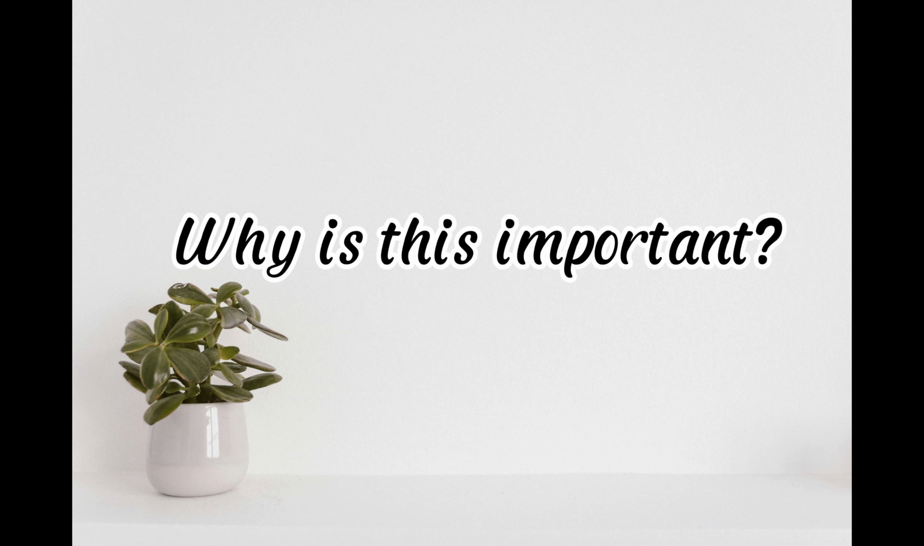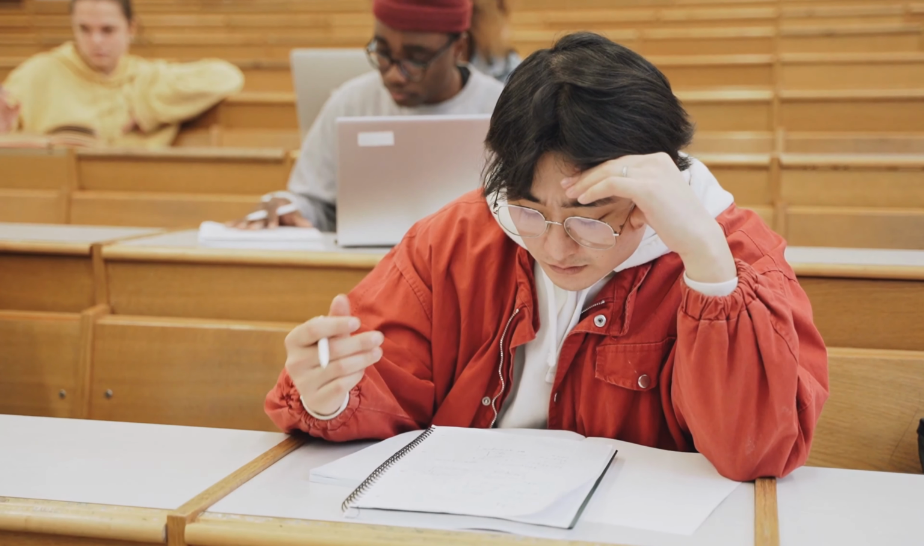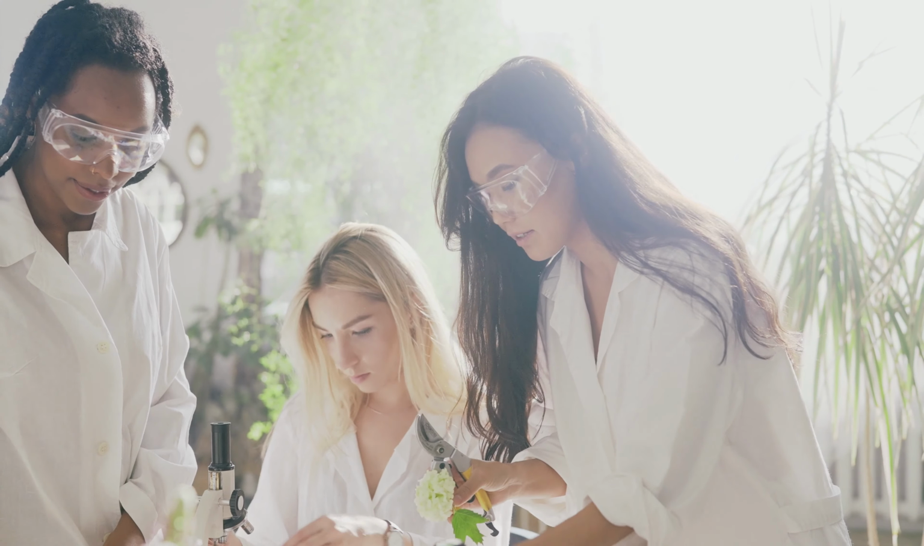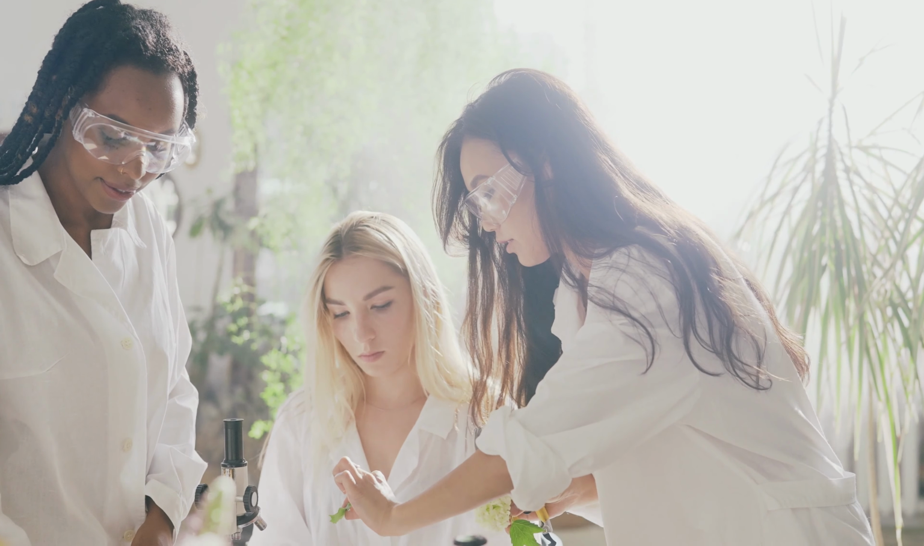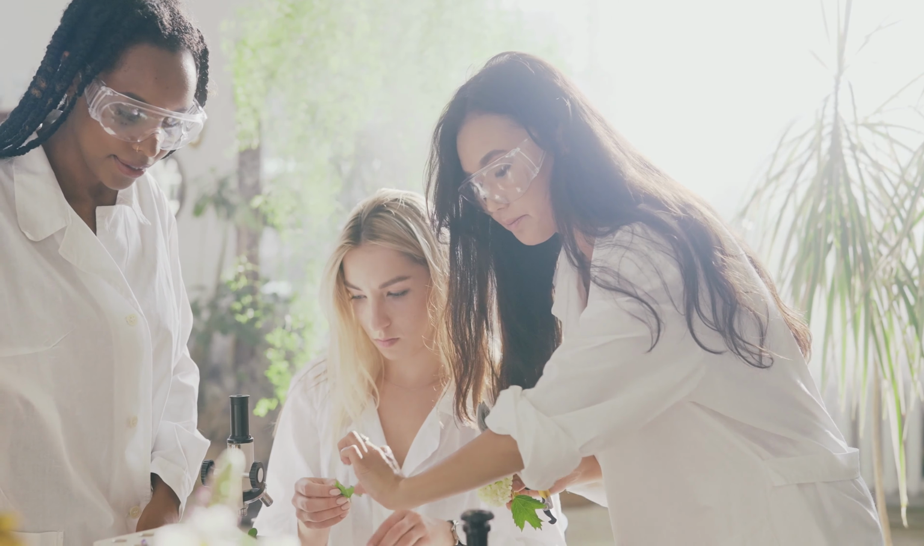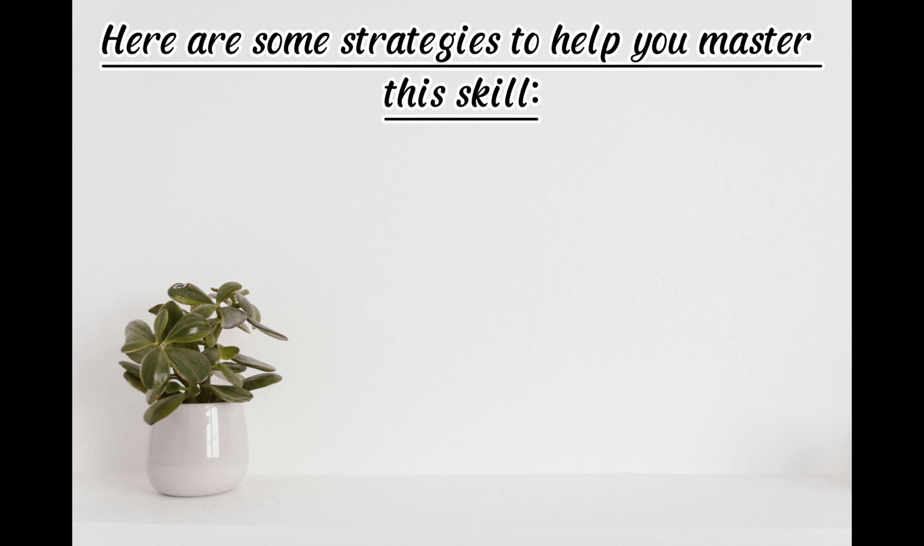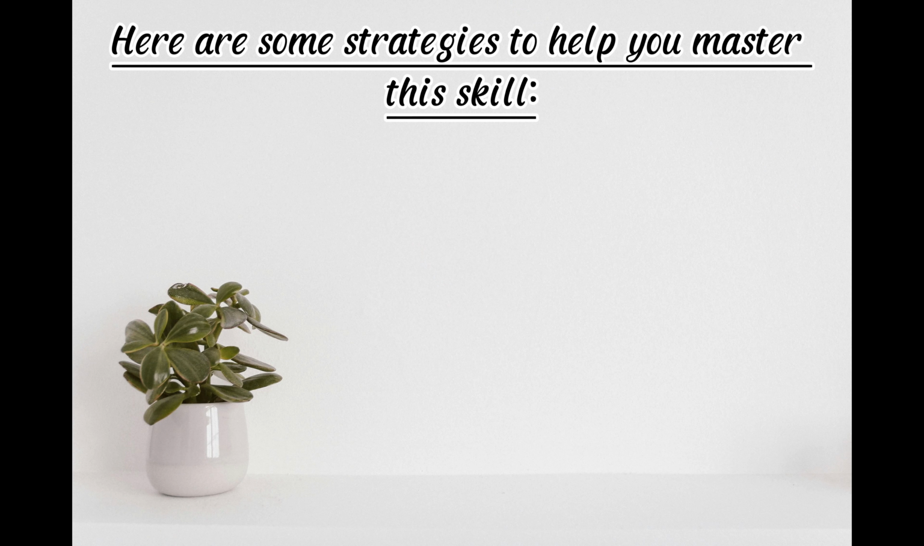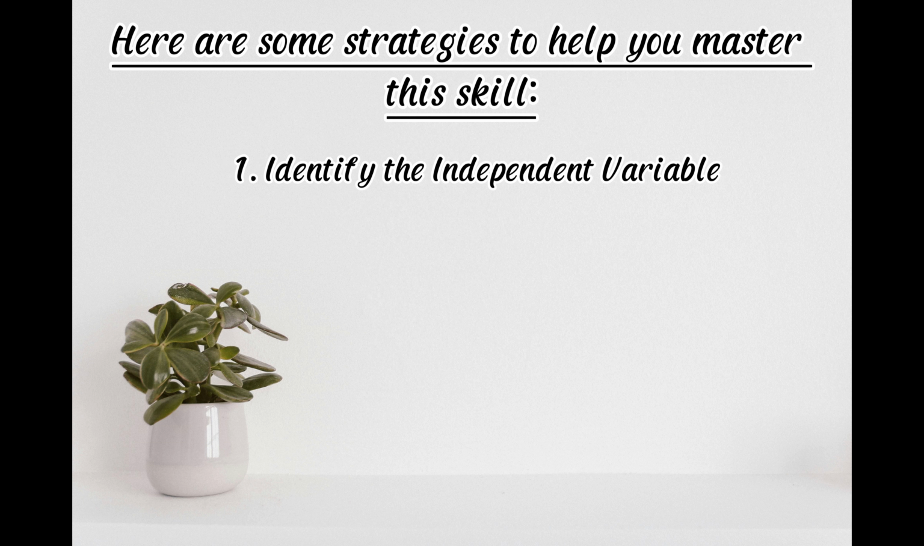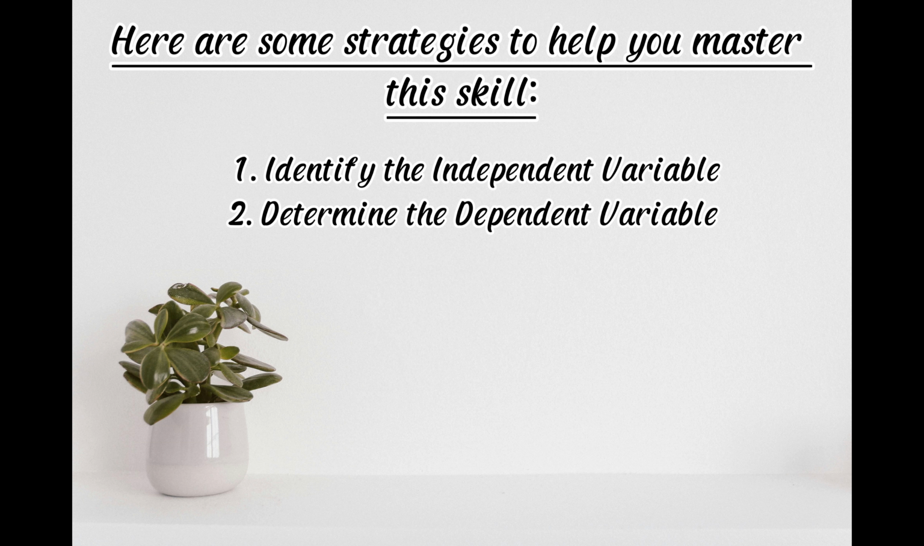Why is this important? On the GED Science exam, you'll be expected to analyze experiments, identify any biases or flaws, and understand how variables are managed. Here are some strategies to help you master this skill. 1. Identify the independent variable. Ask yourself, what is the one thing that's being changed intentionally? 2. Determine the dependent variable. What is being measured or observed as a result of that change?